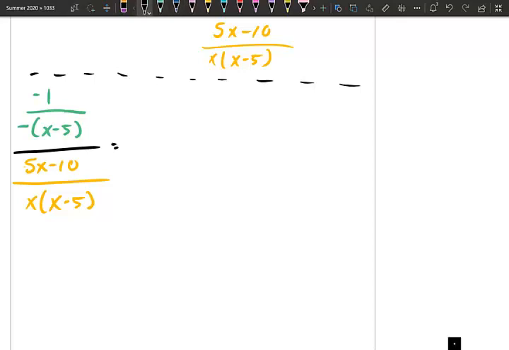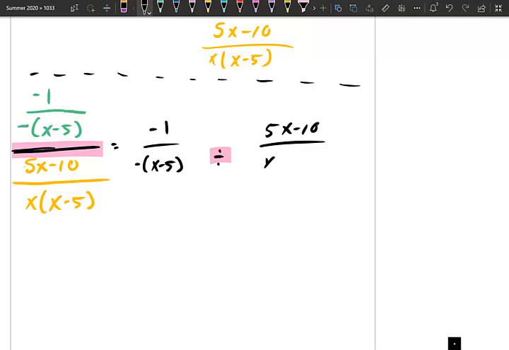We keep change flip. But before we do that, we know that this right here just means division. So we have negative 1 over negative times x minus 5 divided by 5x minus 10 over x times x minus 5. We keep change flip, so keep the first one. Change the sign, flip the second one.